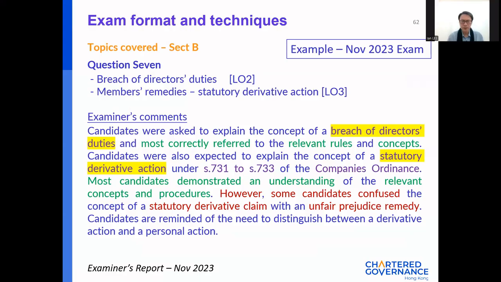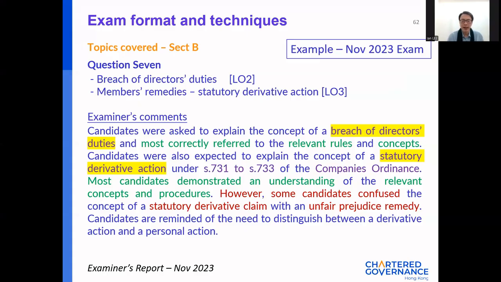So according to the examiner, most correctly referred to the relevant rules and concepts for breach of directors' duties. Most also demonstrate an understanding of the concepts and procedures for the statutory derivative action. However, some candidates confuse the concept of statutory derivative action with an unfair prejudice remedy. So candidates are reminded you need to distinguish between a derivative action and a personal action. We covered unfair prejudice remedies in the June 2024 exam paper just then.